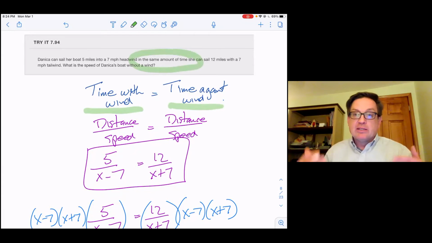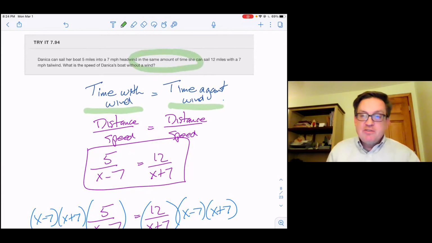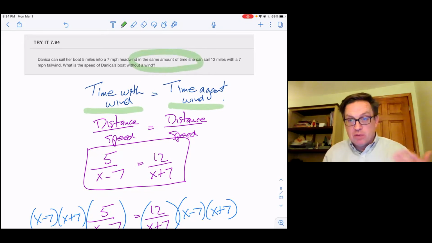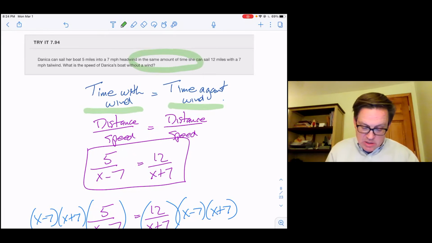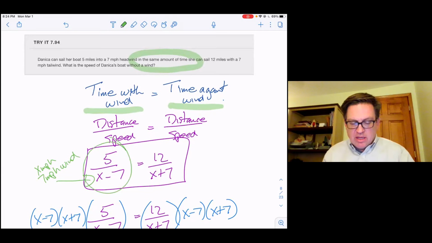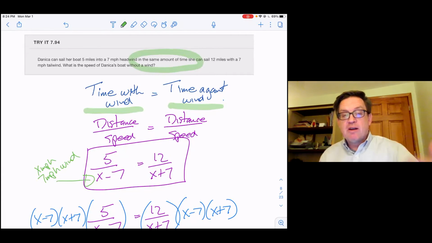We've talked about how time is distance divided by speed, miles divided by miles per hour. So what's her distance against the wind? She goes 5 miles. And if she goes x miles per hour in her boat without the wind, this is her speed against the wind: x minus the 7 mile per hour wind. That fraction on the left is her time, her hours to go 5 miles against the wind.